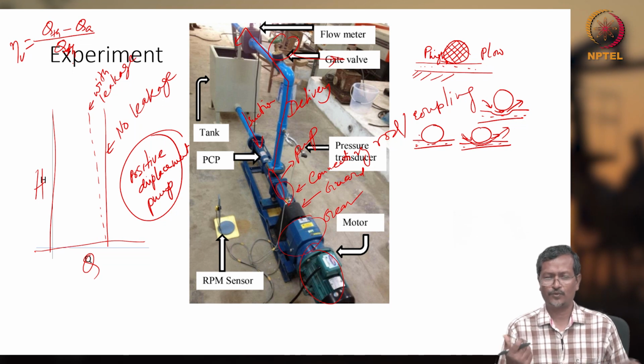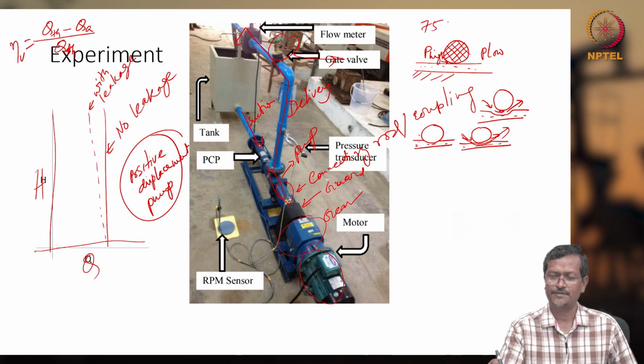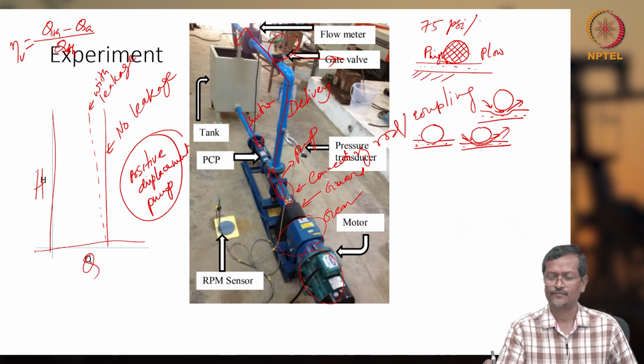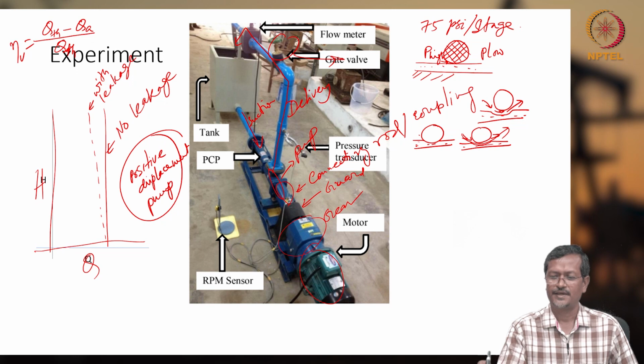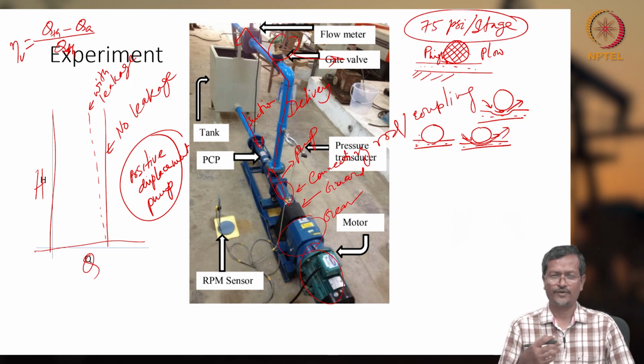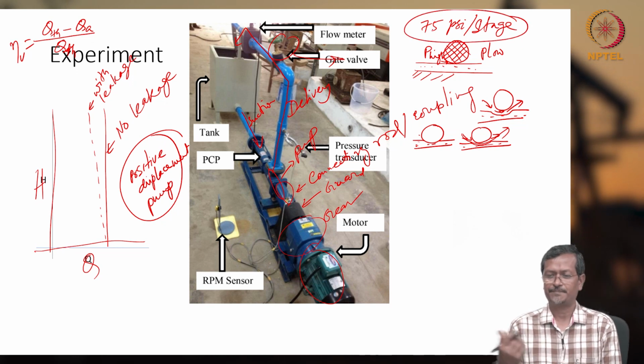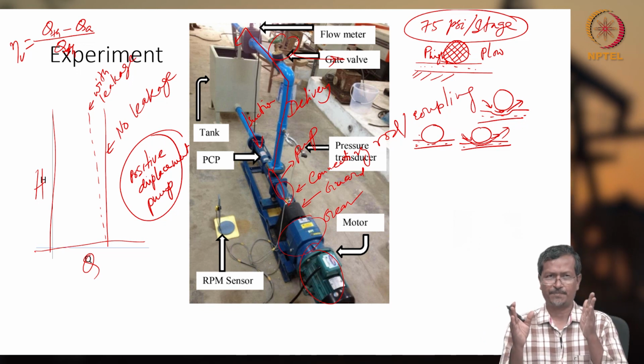So, the normal thumb rule is 75 psi per stage. Okay. You can use this thumb rule if no data is given. So, 75 psi per stage will be created. Per stage means one stage pitch.